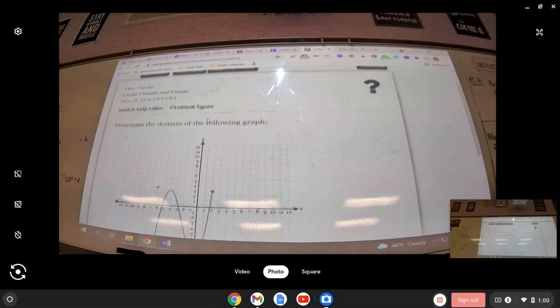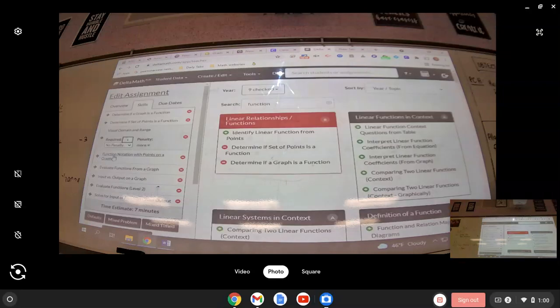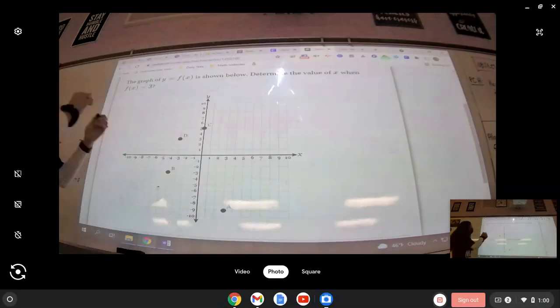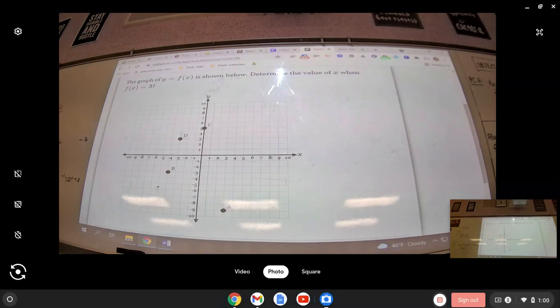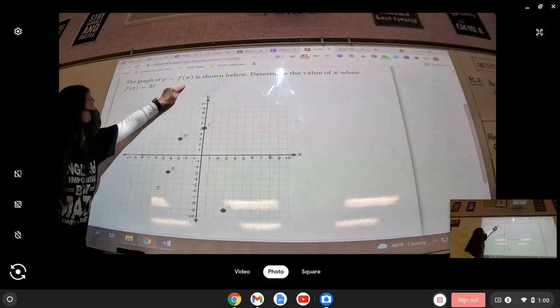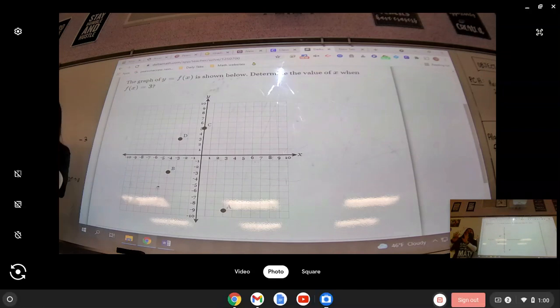All right, what about this? Still haven't done any math yet, you're just reading the graph. This one says the graph of y equals f of x is shown. So guys, this is function f. When you plug an x value into it, some y value comes out. That's what y equals f of x says. Determine the value of x. So your answer is an x. It is an x coordinate.